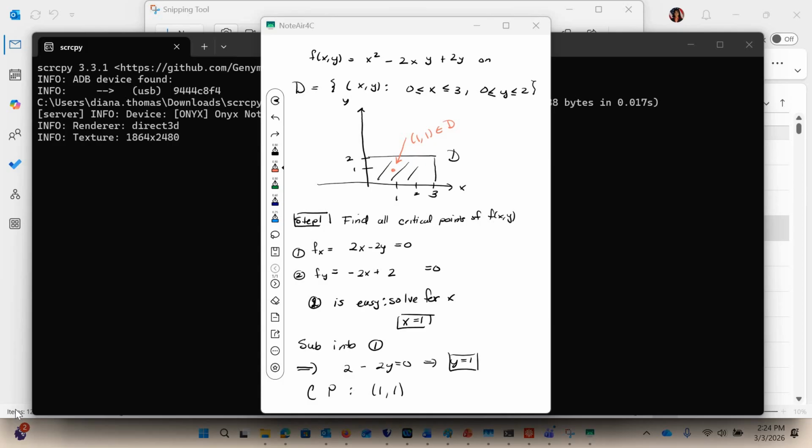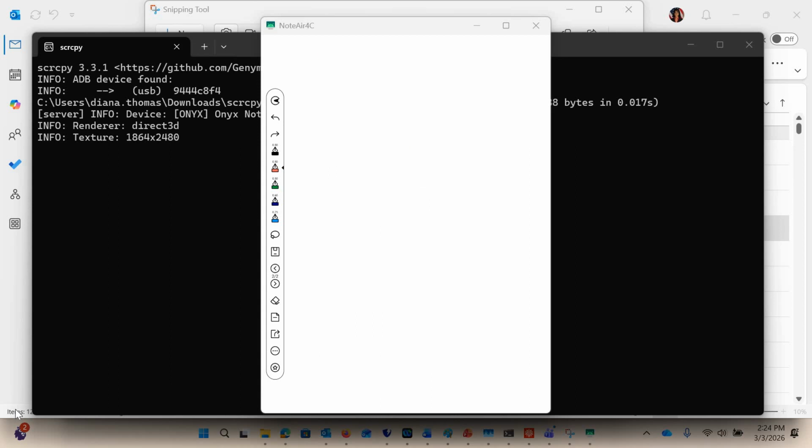So, okay, step 2. I did it already, but I'm just going to write it down here. Step 2, check that the CPs, there could be more than one, are in the domain.